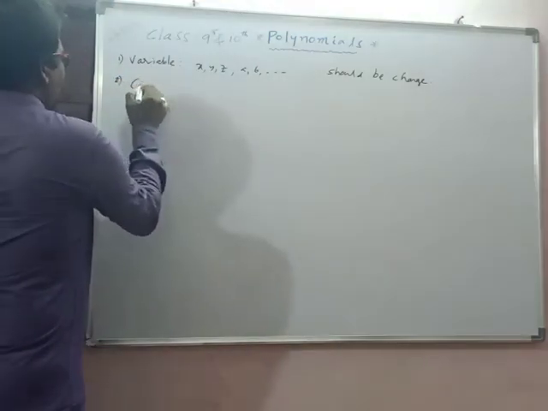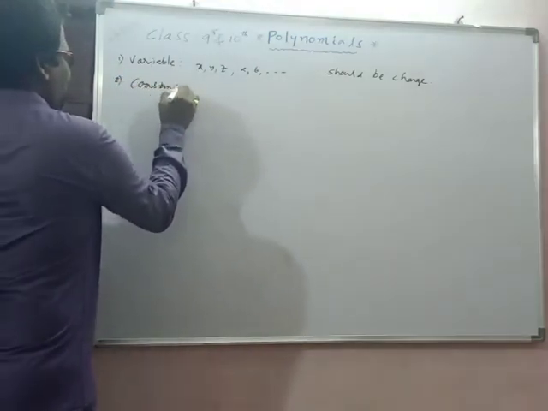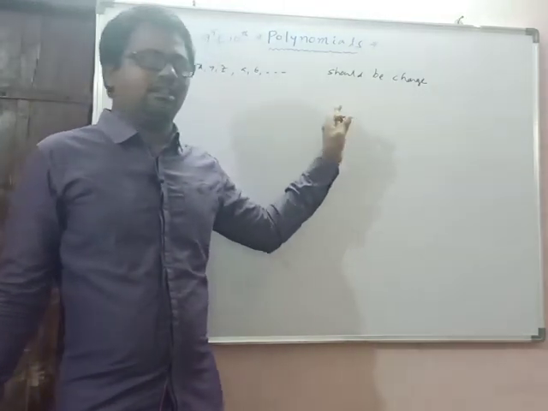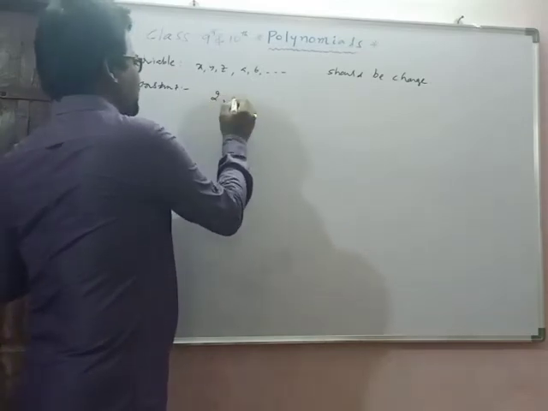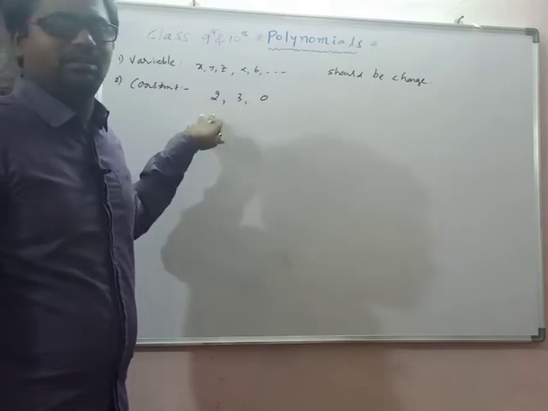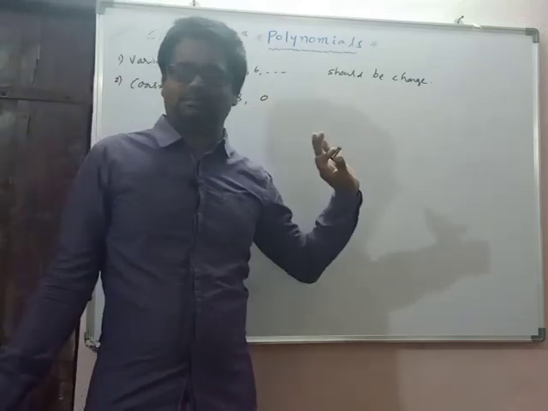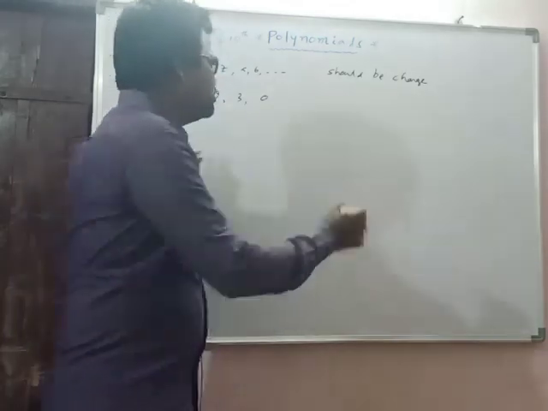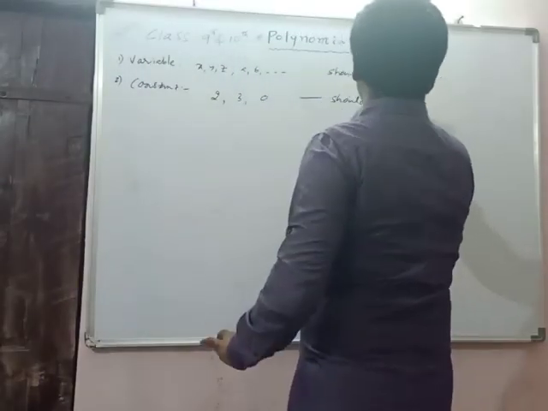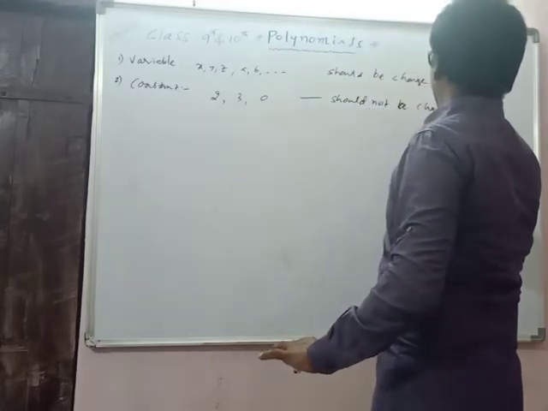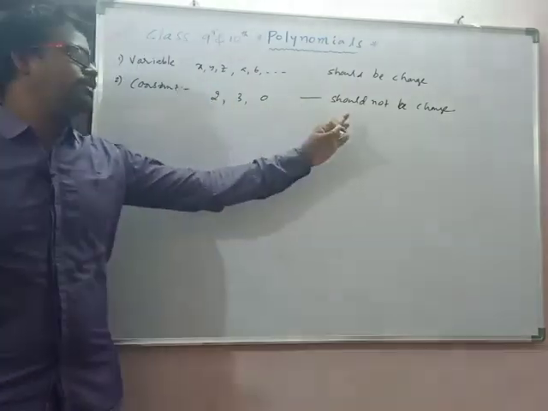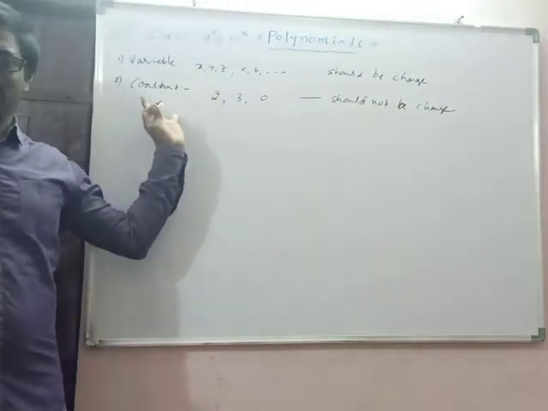Next, the second one is constant. What is a constant? All numerical values are constants: 2 is every time 2 only, 3 is every time 3 only, 0 is every time 0. In place of 0 we cannot write 2, and in place of 3 we cannot write -5. So the value should not be changed. The value should be changed means variable; should not be changed means constant.